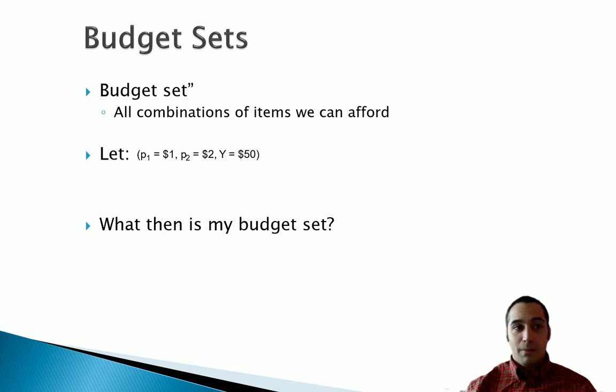The last thing we might want to take a moment and think about is, what do budget sets look like? Let's assume for a moment your budget set is given by the price of the first item is $1, the price of the second item is $2, and you have $50 to spend. Using your X and Y axis, draw for me your budget set, i.e. what combination of items can you afford to buy?